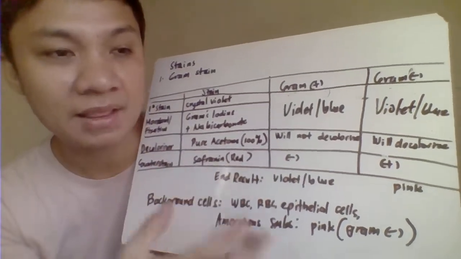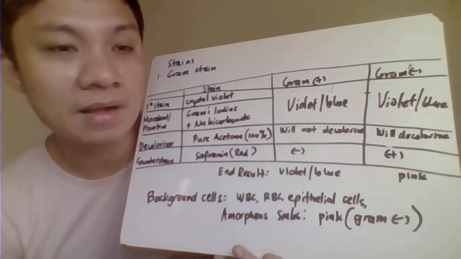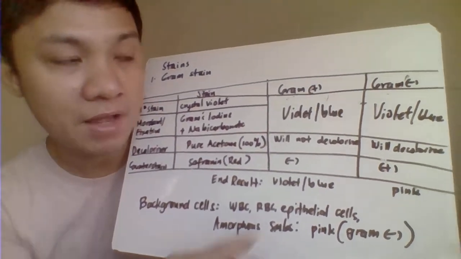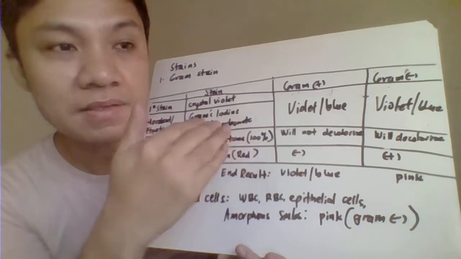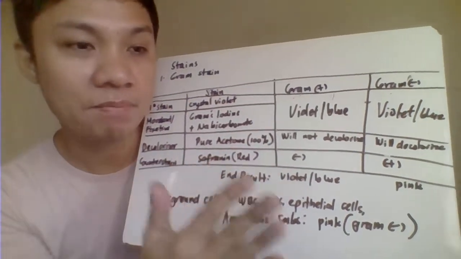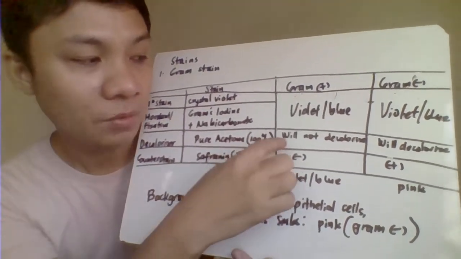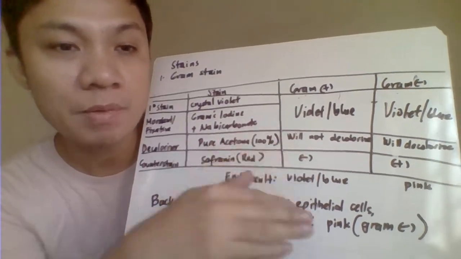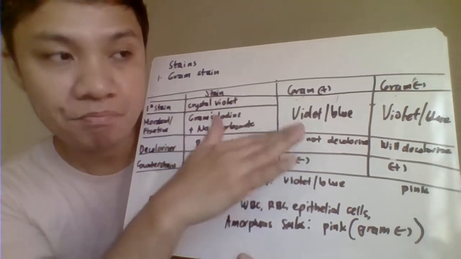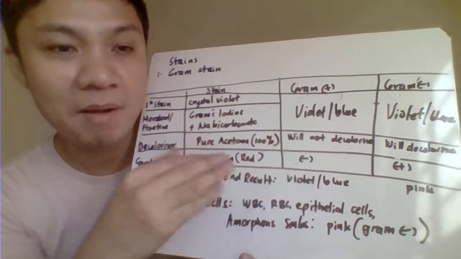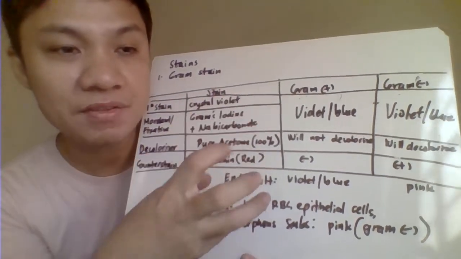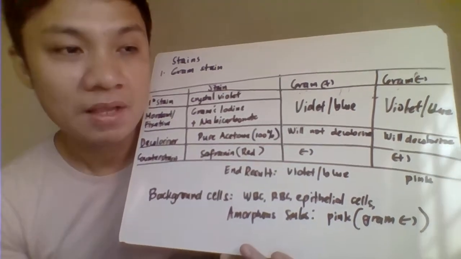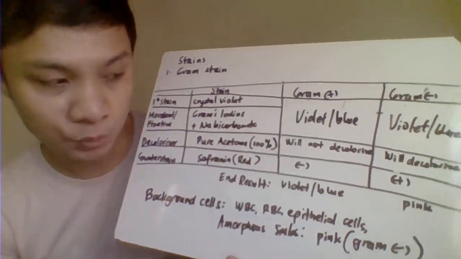And because of that, when the cell membrane of our gram-negative becomes porous, what happens to the crystal violet? The crystal violet is going to escape, it will come out. Whereas your gram-positive, again, your crystal violet will be trapped within the cell wall because of the formation of the coagulum due to the application of your acetone.